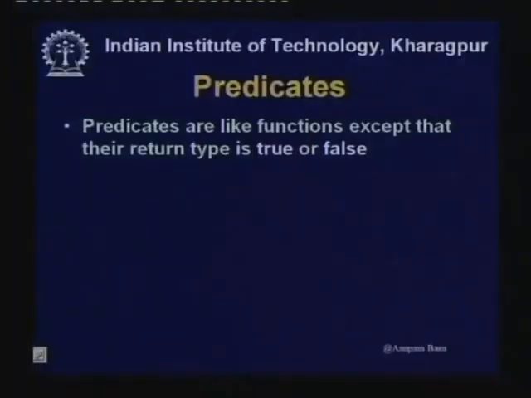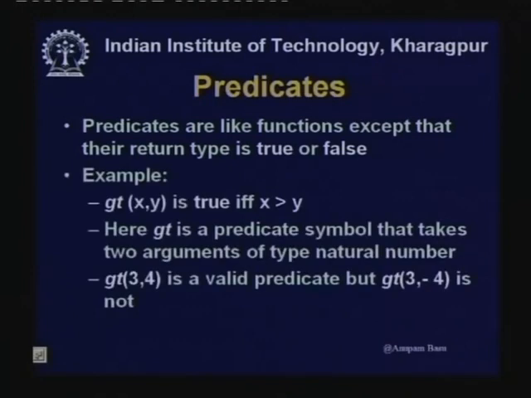Then what are predicates? Let us very easily understand that predicates are like functions, except that the return type can be only true or false. These two constants can be returned. Other things are the same as functions, but a function can return any type of value, whereas here it is a little restricted: a predicate will either be true or false. So, a predicate is a function except that the return type is only true and false.